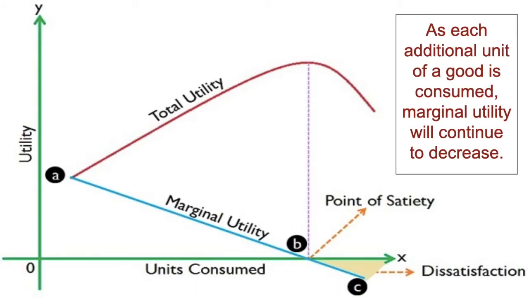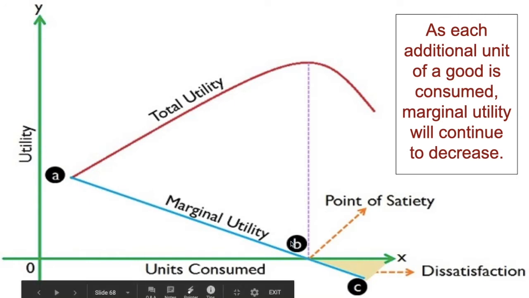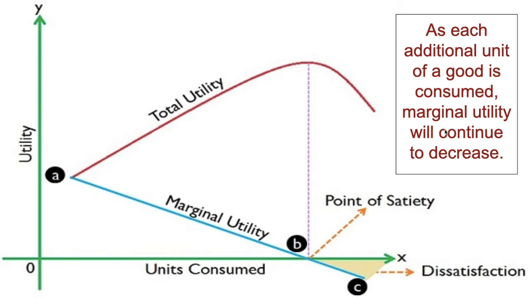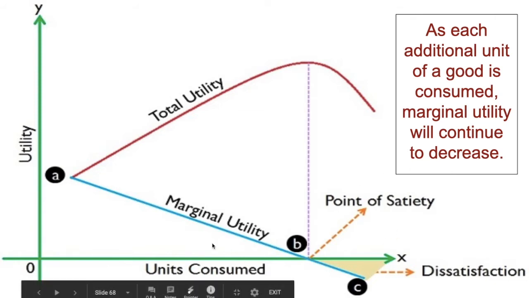So, a reminder of how utility works. As we consume more of something, total utility continues to go up, and then it reaches a maximum point, and then it drops. That maximum point is called the point of satiety. And the marginal utility curve is constantly downward sloping because as each additional unit of a good is consumed, as it says up here on the right, marginal utility will continue to decrease. That is a law, called the law of diminishing marginal utility. So at some point, that's always going to happen.